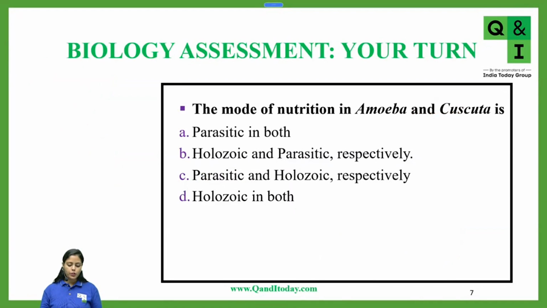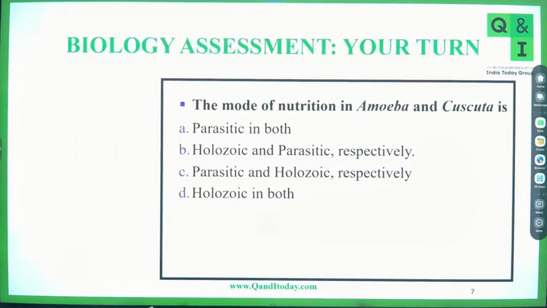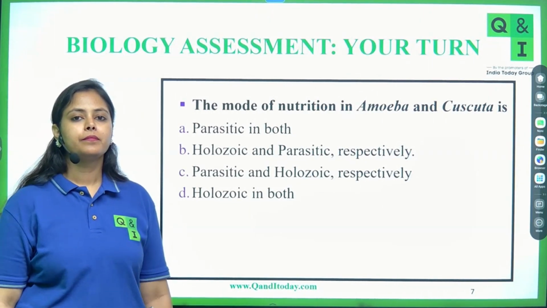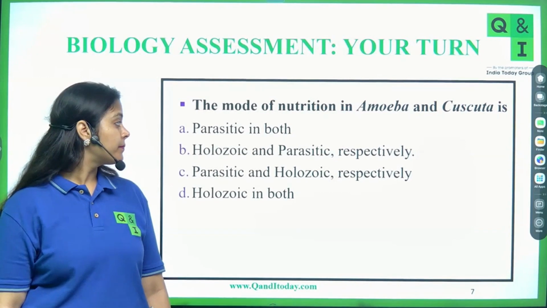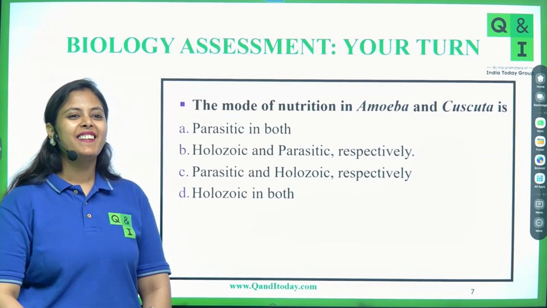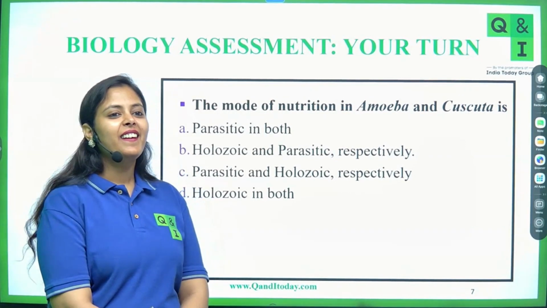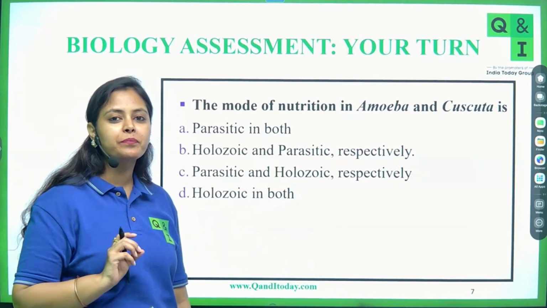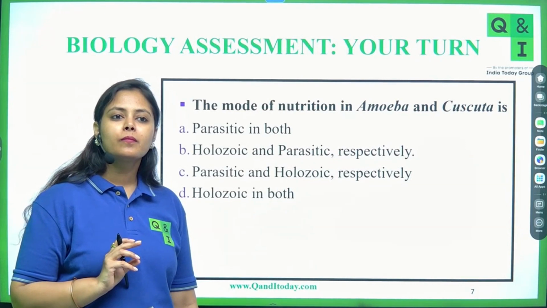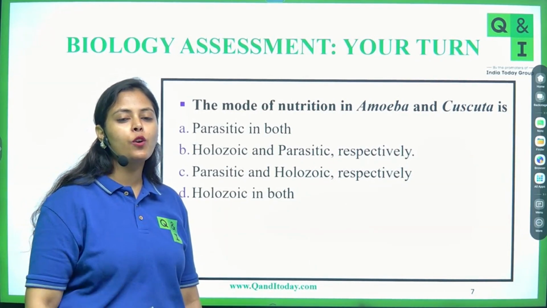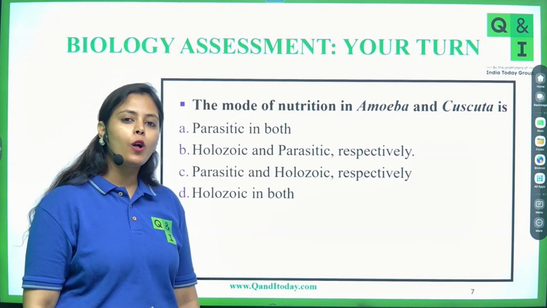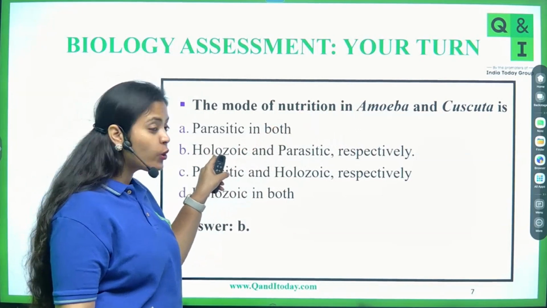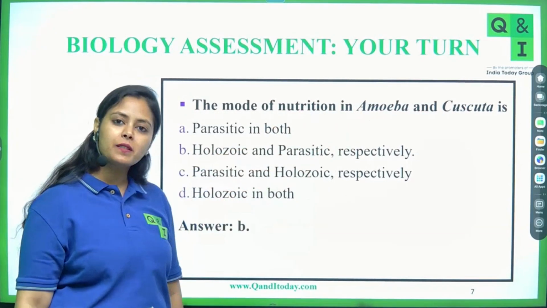Okay. Now, solve this question. Option B, ma'am. Raghavi is saying option B, holozoic and parasitic. Ragul, what's your answer? Option B, ma'am. And Jovan, what's your answer? Also option B, ma'am. So yes, well done. The correct answer is option B. In amoeba, the mode of nutrition is holozoic, whereas in Cuscuta, the mode of nutrition is parasitic.